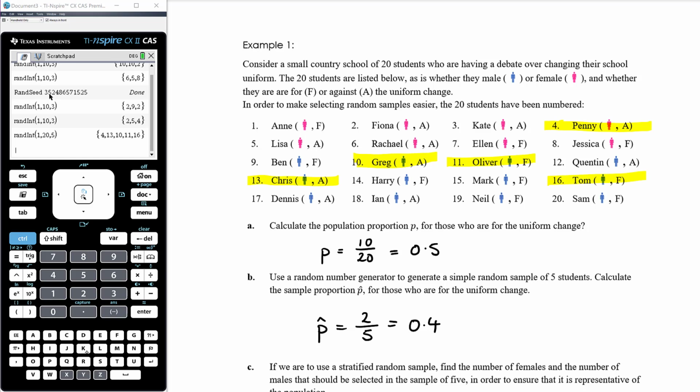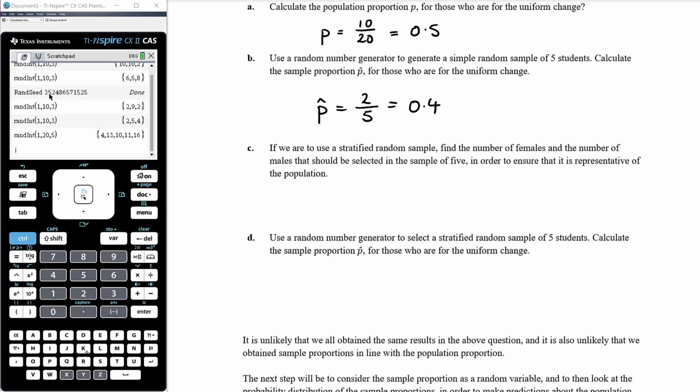And this is where samples become problematic, and this is why actually the technique needs to be that we generate lots of samples and calculate the sample proportion. So as I said, we'll talk about that further down the track.